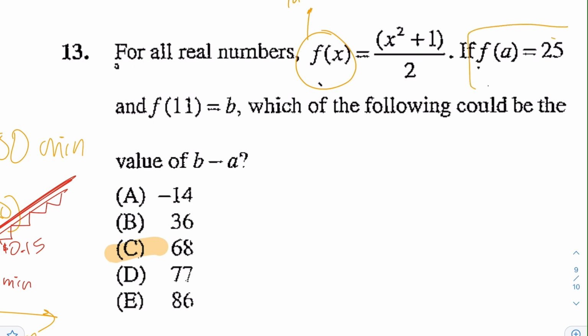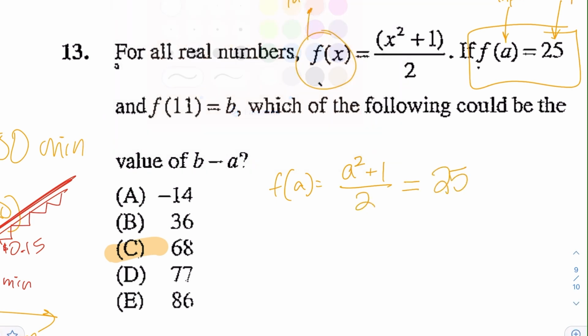So here, f of a is equal to 25. So everywhere you see x, that's going to be a, that's the input, and the 25 is the output. So everywhere you see x, you're going to replace it with a. So f of a will be equal to, instead of x squared plus 1, it will be a squared plus 1 divided by 2. And this will be equal to 25.